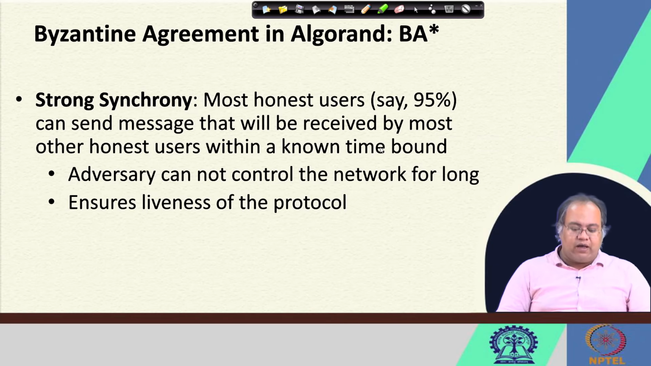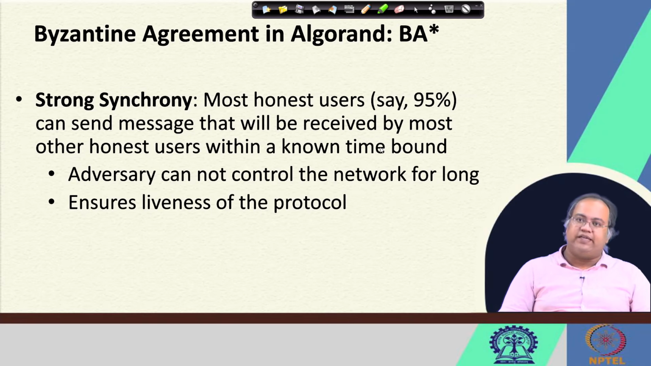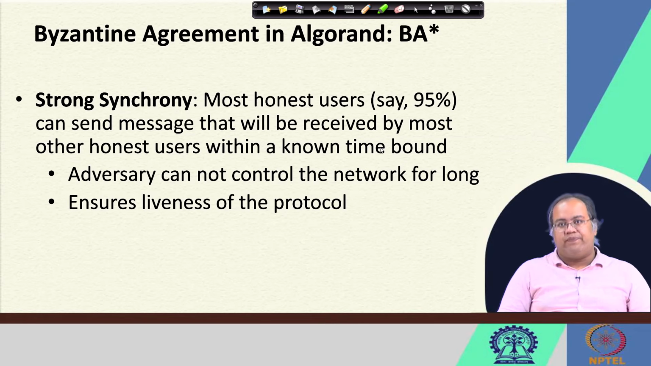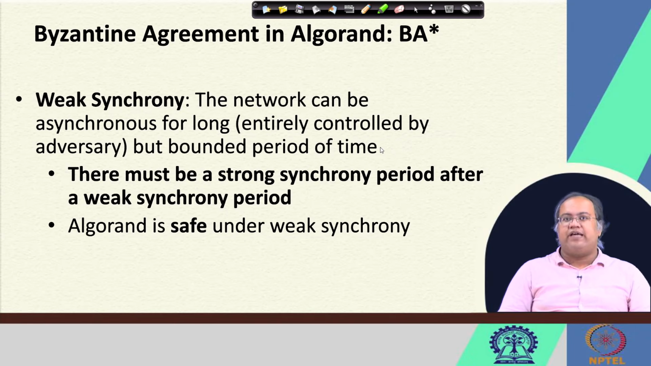So, strong synchrony tells you that an adversary cannot control the network for long, because all the honest users are able to share messages with each other within that time limit. You cannot create a partition in the network. That is the strong synchrony assumption. It helps ensure the liveness of the protocol. On the other hand, it also makes a weak synchrony assumption.